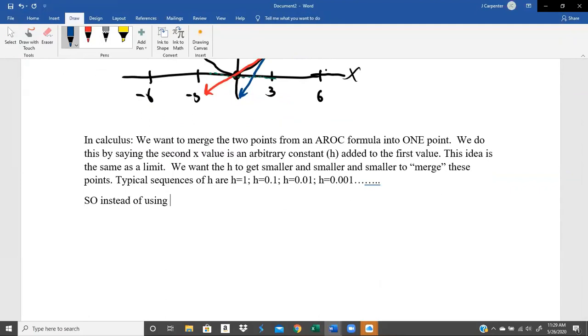Instead of using x2, we call x2 x1 plus h. And again, those are supposed to be little 2's and little 1's. This makes the average rate of change formula change into this thing.